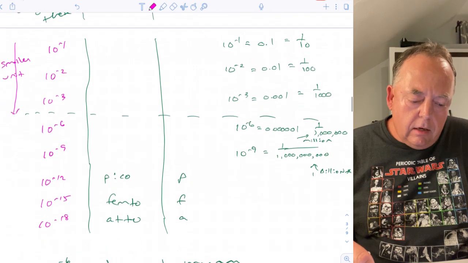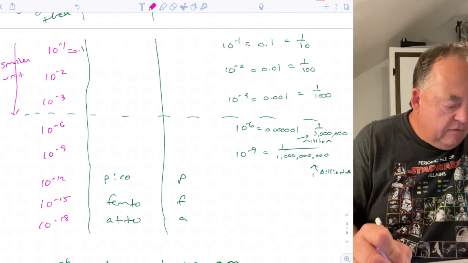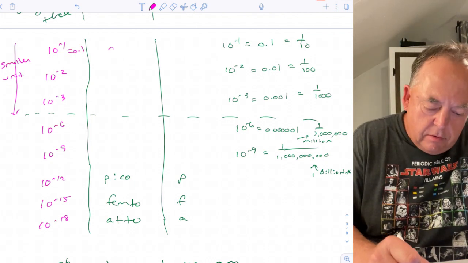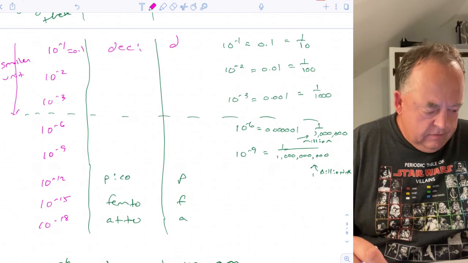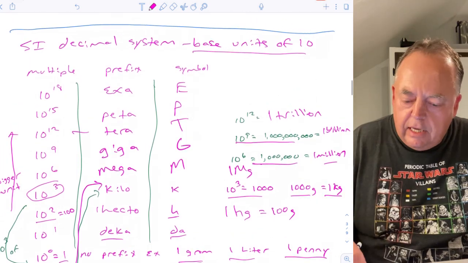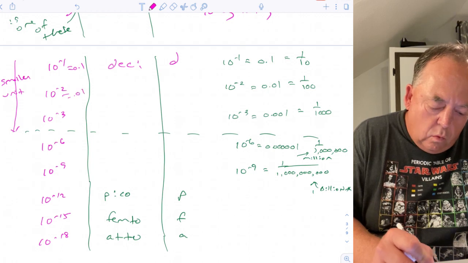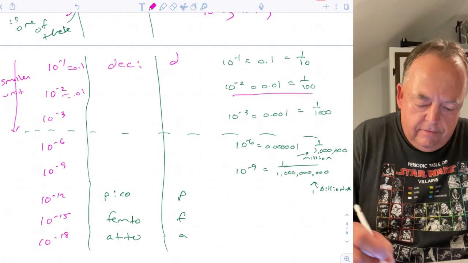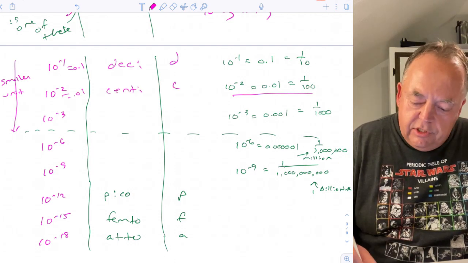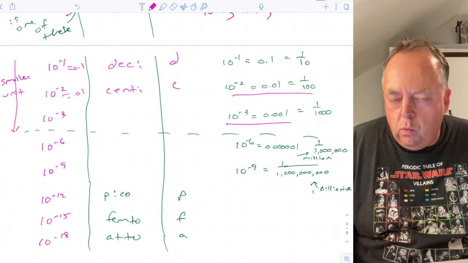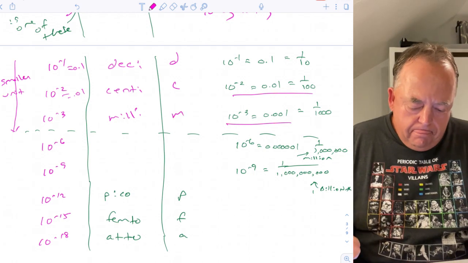Okay, if we go smaller, to negative exponents, 10 to the minus 1 would be 0.1. If you have 0.1 of something, the prefix is deci, and the symbol is little d. All of these are not capitalized; it's only the ones 10 to the 6 and bigger that are capitalized. 10 to the minus 2 is 0.01, which is 1/100th of something. That is centi, little c. 10 to the minus 3 is 0.001, so that would be 1,000th of something, and that is milli, little m.